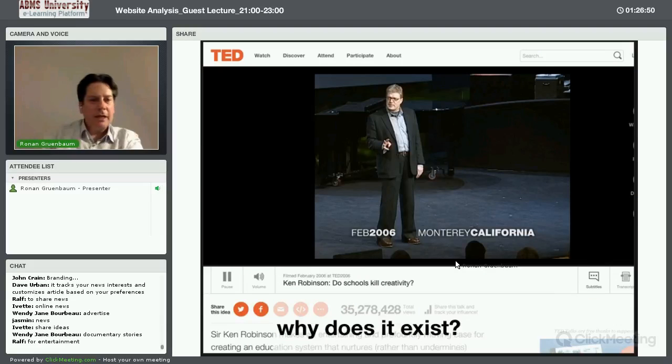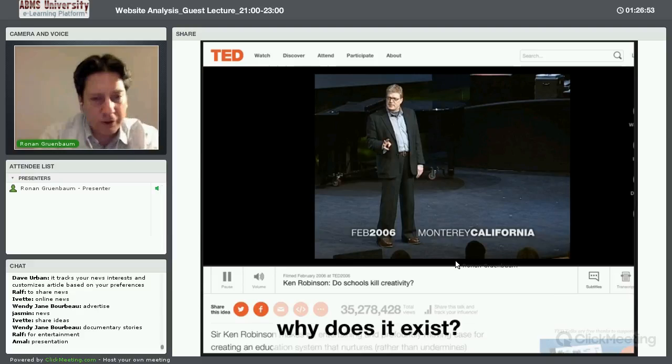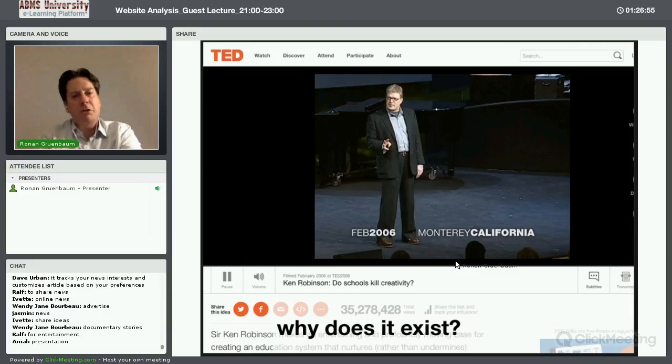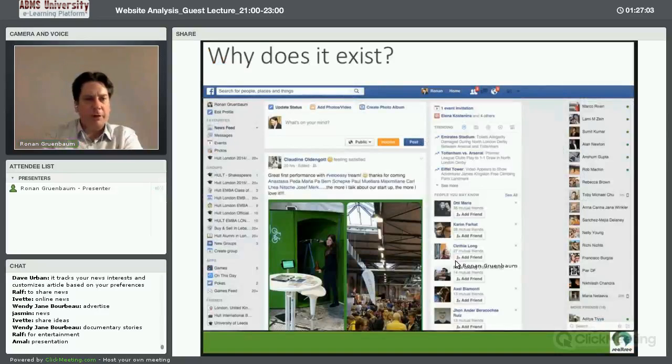It is for entertainment. They do, I believe, have some adverts, but again, it doesn't seem to be a very commercial site. So it's more about providing a service and getting people to stay on the site as long as possible. What about Facebook? Why does Facebook exist?